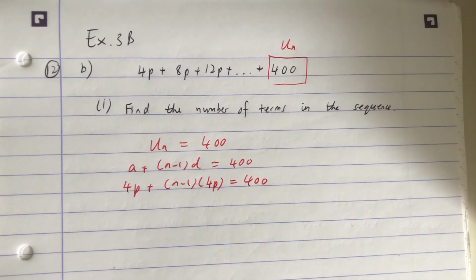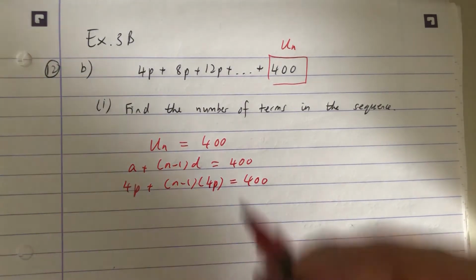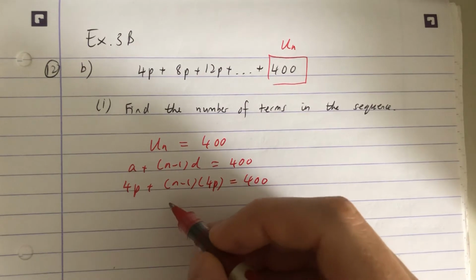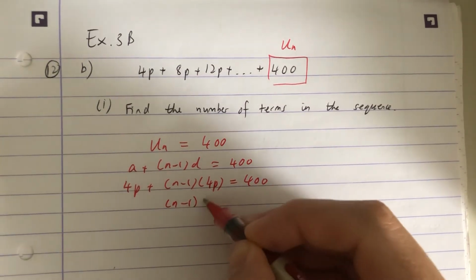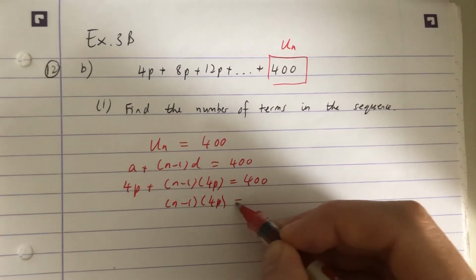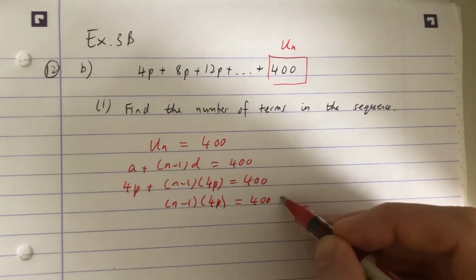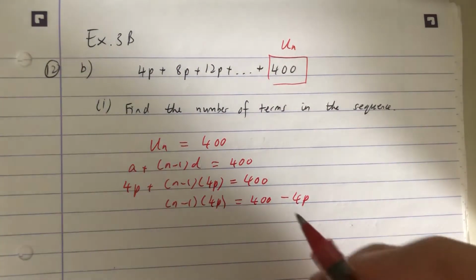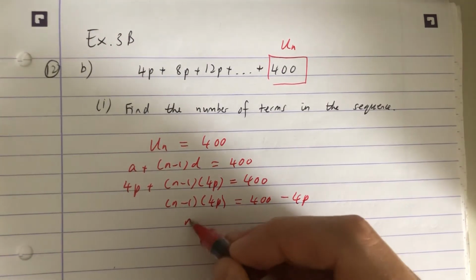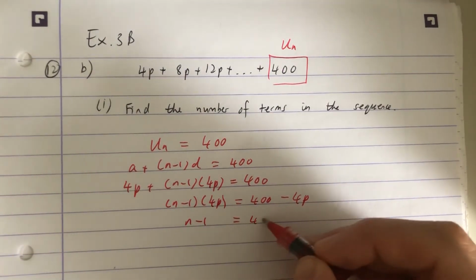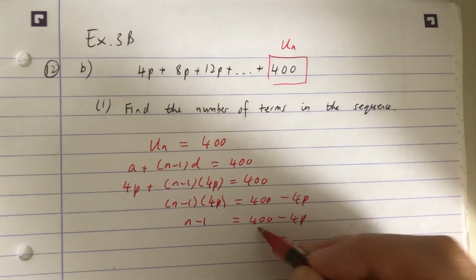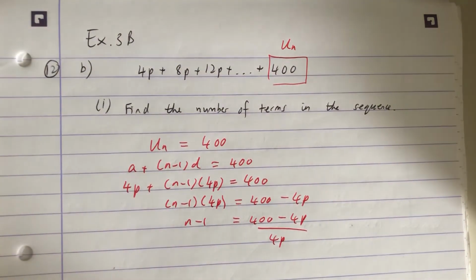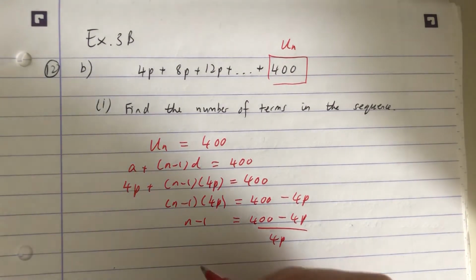And now you've got to make n the subject. So there's many ways to do this. You could, for example, subtract 4p. Could expand the brackets. Most people would expand the brackets, but I'm not going to. Then you could divide by 4p, and then you could add 1.